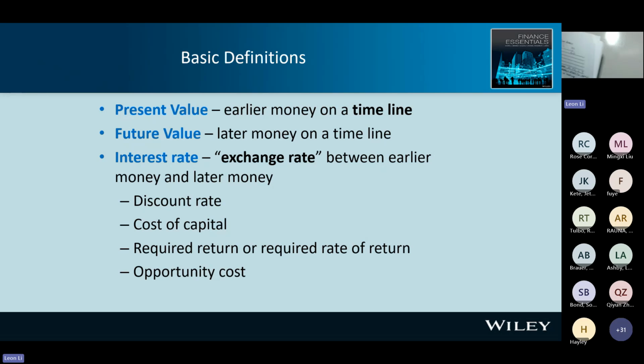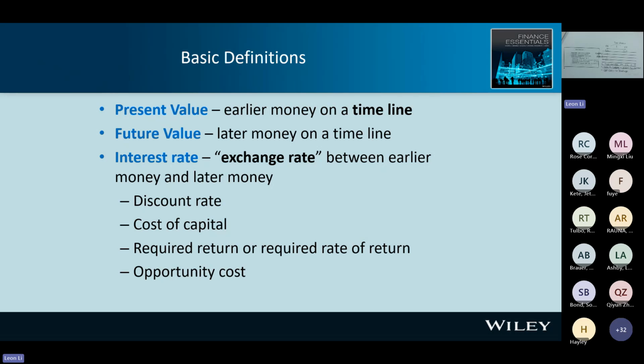Right? So again, my handwritten note here. You might think about exchange rate, you know, exchange rate like US dollar to New Zealand dollar. But the exchange rate, US dollar to New Zealand dollar, is a currency domain. Here, we are discussing the time domain, meaning present value, earlier money on the timeline, future value, later money on the timeline. Interest rate is the exchange rate between present value and future value.